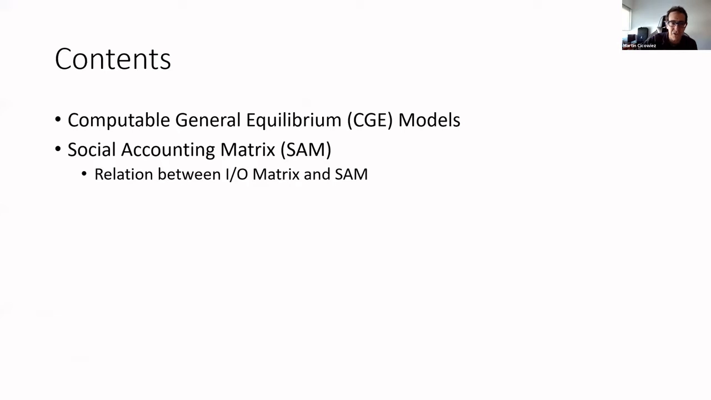go through a quick introduction to CGE models, computable general equilibrium models, and then we are going to talk about social accounting matrices and how they relate to input-output matrices. In case you are familiar with input-output matrices and not with social accounting matrices, it will be useful to know the relationship between both of them.